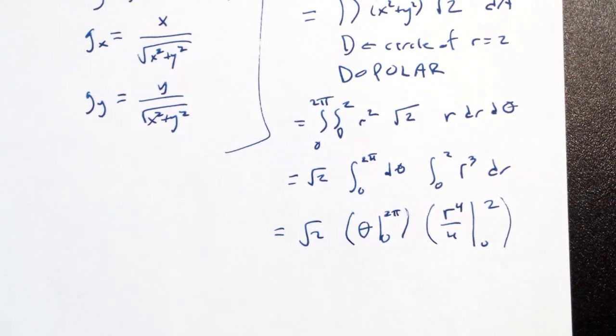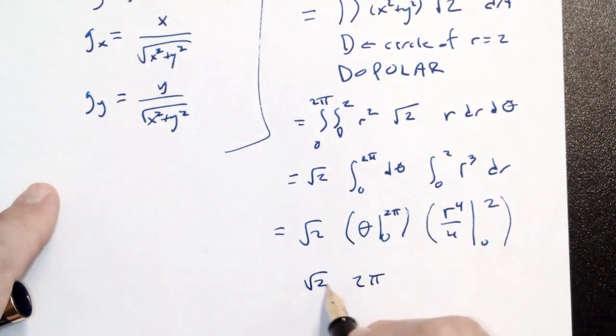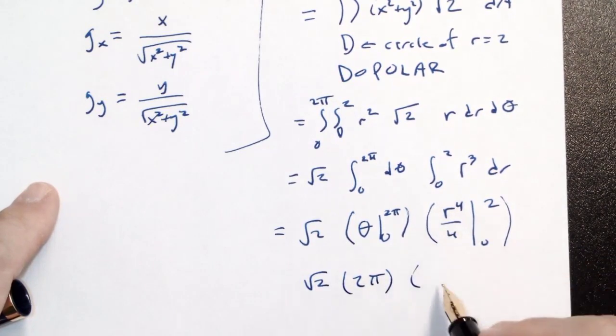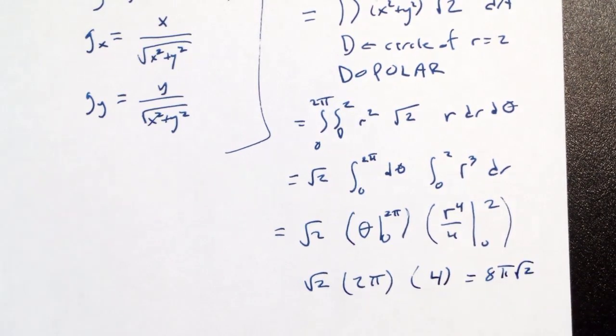The integral of d theta is theta. The integral of r cubed is r to the 4th over 4. Plug and chug all my numbers, and I get 2 pi times root 2 times 16 over 4. That's 4. That's 8 pi square root 2. Ta-da!